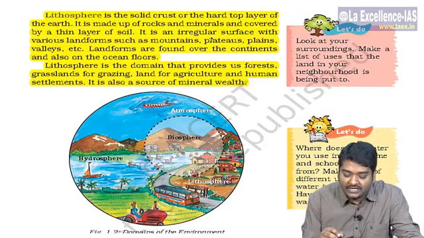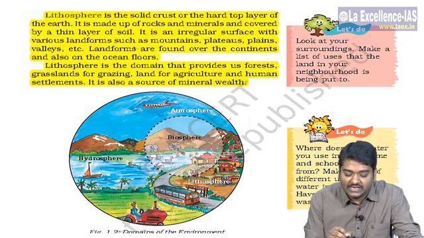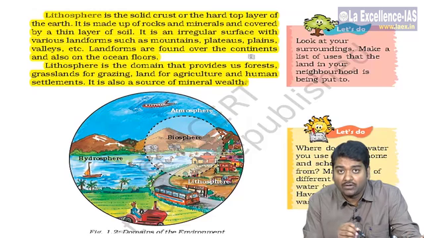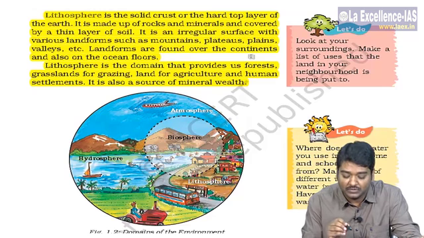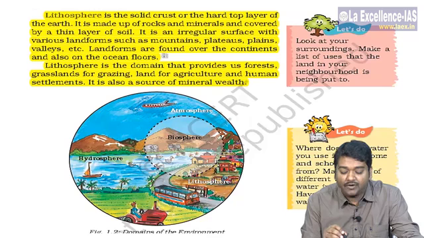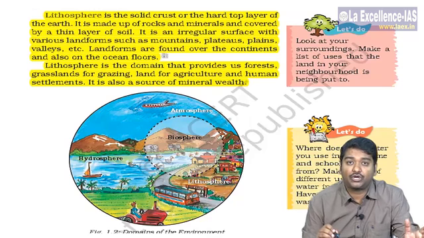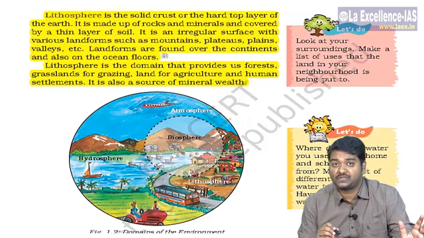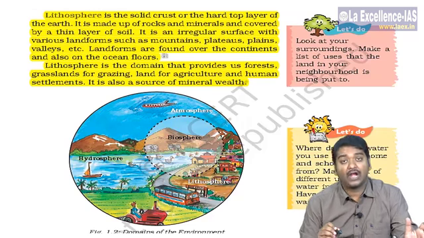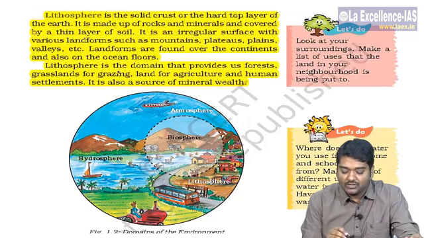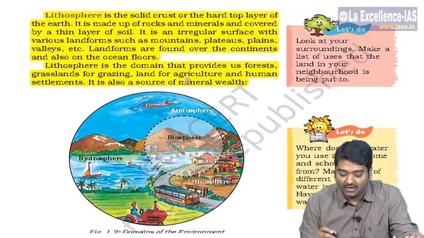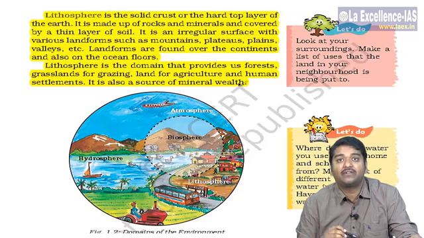Now, it is an irregular surface with various landforms such as mountains, plateaus, plains. All these things are present on the lithosphere itself. Landforms are found either on the continents or on the oceans. So you have different structures present in both oceans and also continents. Lithosphere is the domain that provides us forests, grasslands for grazing, land for agriculture, everything. And it is also a source of mineral wealth.